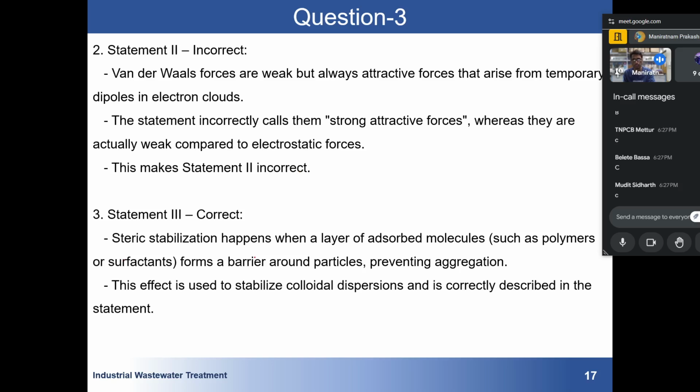Steric stabilization happens when a layer of adsorbed molecules such as polymers forms a barrier around the particles, preventing aggregation. So there is very good science behind it. Steric stabilization. Now, I'm not discussing it, and I also have less idea about this. But if you have any kind of doubt about steric stabilization, how there is a charge layer, double layer, diffused layer, depending upon this, there is something called steric stabilization. So I request you to go to those lectures, and you can have a detailed idea of what this is. This effect stabilizes colloidal dispersion and is correctly described in the statement.